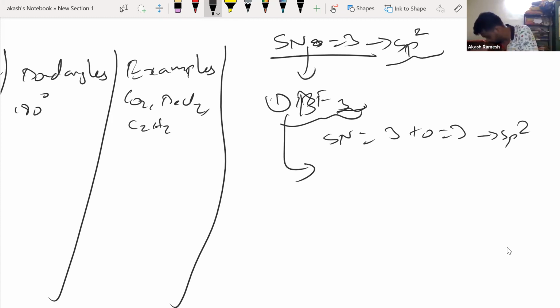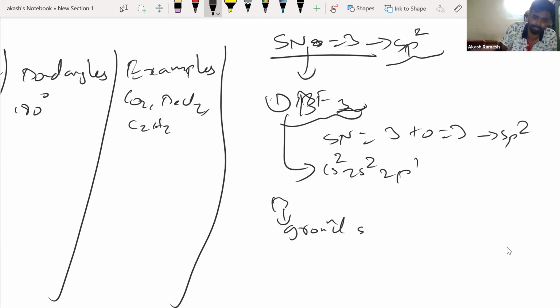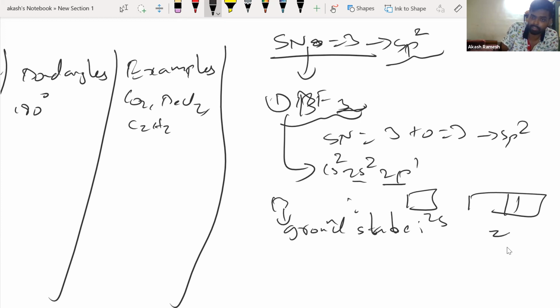So boron, atomic number 5, has the configuration 1s2, 2s2, 2p1. Total 5. Now boron in the ground state: we have to take only the valence shell. So this is your 2s, this is your 2p. 2s has 2 electrons and 2p has 1 electron. Now, obviously, when I go to the excited state of boron, what will happen?